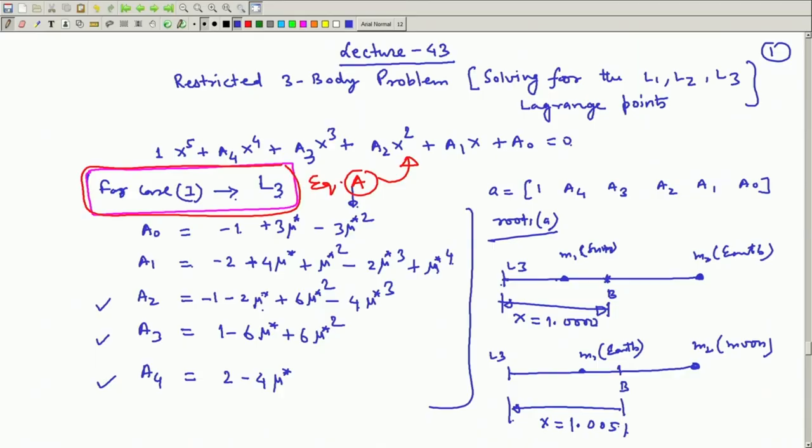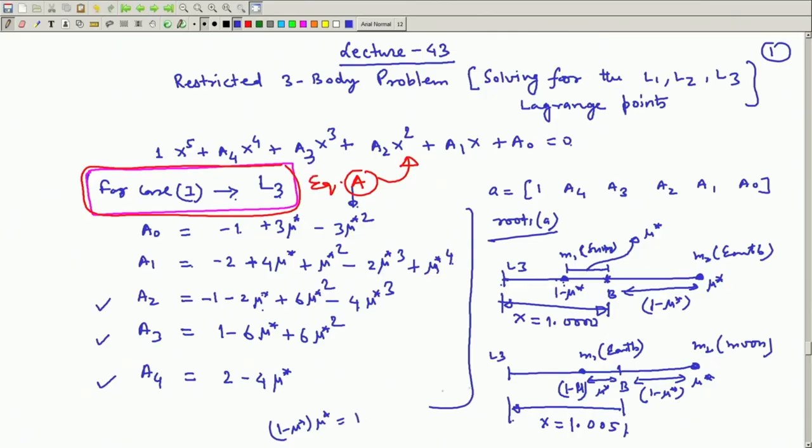Now, once we know mu star and these distances, obviously, this distance is 1 minus mu star, and immediately we can calculate this distance also. This distance is mu star, and this distance is 1 minus mu star, while this mass we have represented as 1 minus mu star, and this mass as mu star, according to the notation we have followed. So about the center of mass, the first moment balances: 1 minus mu star times mu star equals mu star times 1 minus mu star. So it balances.